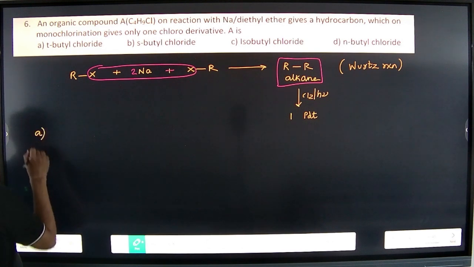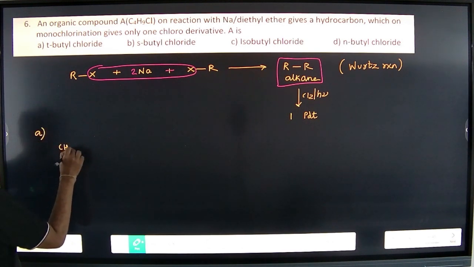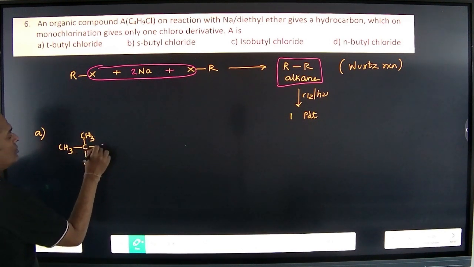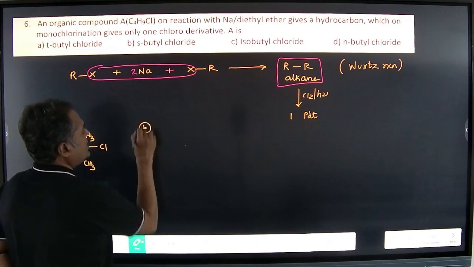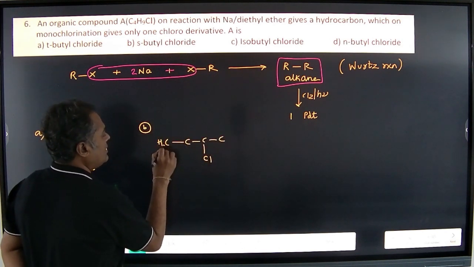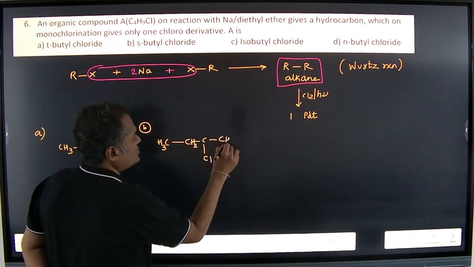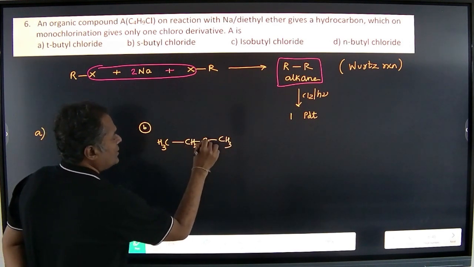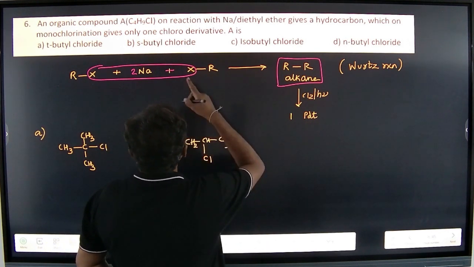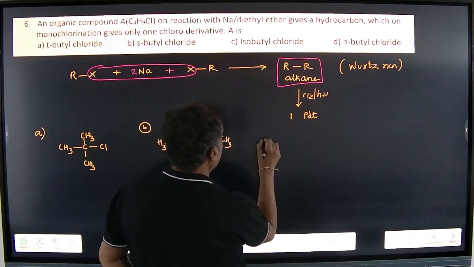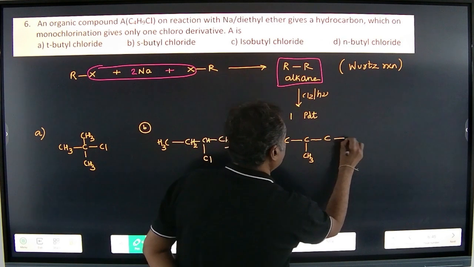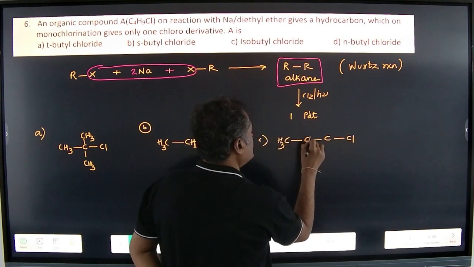Now, option A is tert-butyl chloride. The second option is sec-butyl. How do you write sec-butyl, child? On the second carbon atom you will have Cl, and you will have CH3, CH2, CH3. Next is isobutyl. How do you write isobutyl? It's 3 carbon atoms, the second position has a methyl, and then you have Cl. Again you put CH3, CH and CH2.